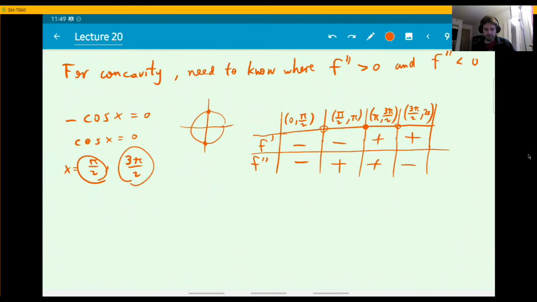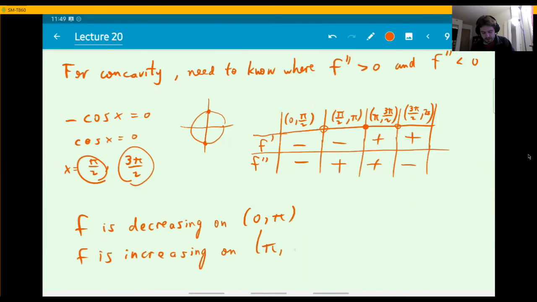Looking first at f prime, f is decreasing on 0 to pi. You could write this as a union of the two pieces, right? But that is just the interval between 0 and pi. If we include the number pi over 2, which we might as well. And then similarly, increasing in the second half. Increasing between pi and 2 pi.